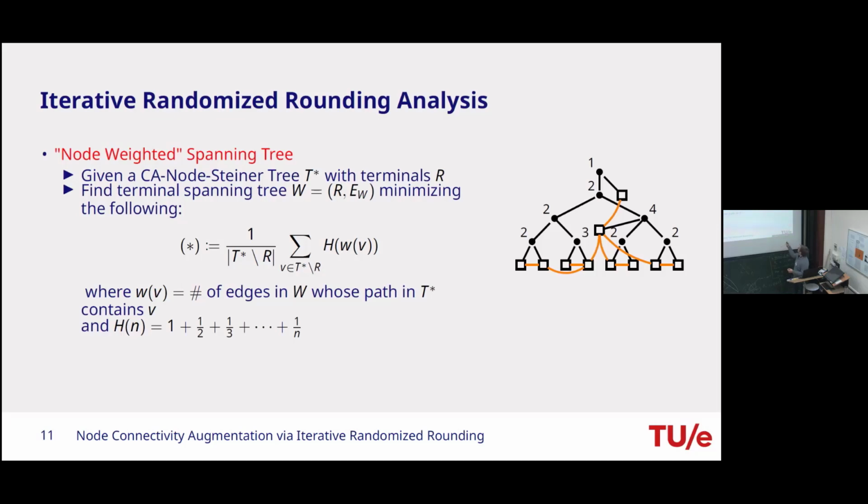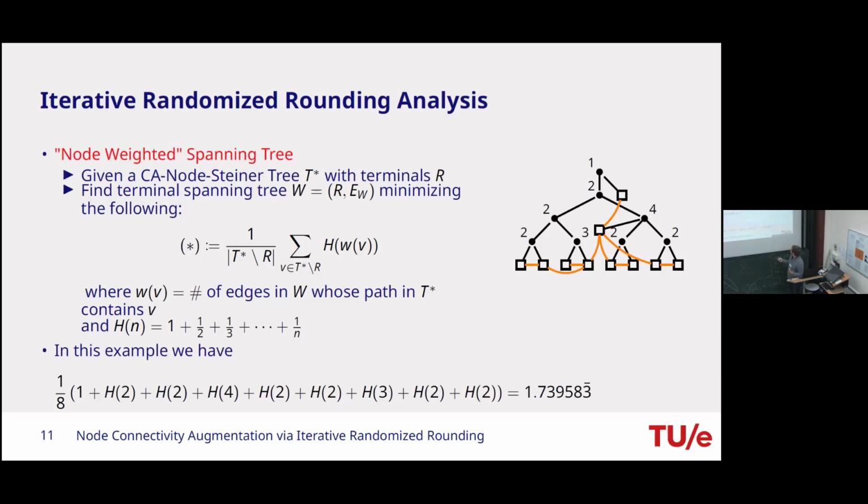So for example, this node up top here has a 1 next to it. That's its so-called W value, because there's this one edge that projected into T star uses it. This node here has 4 because there's 1, 2, 3, 4 edges that do this. And so we're interested in minimizing this ratio. If anyone's curious, this ratio applied to this graph has a value of 1.3 or 1.74.